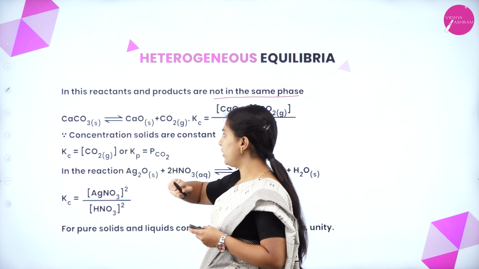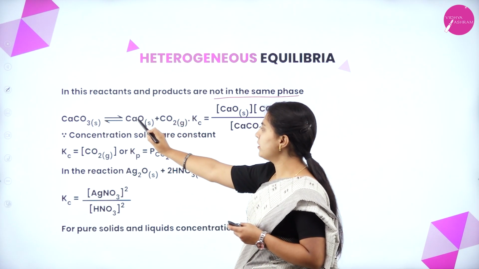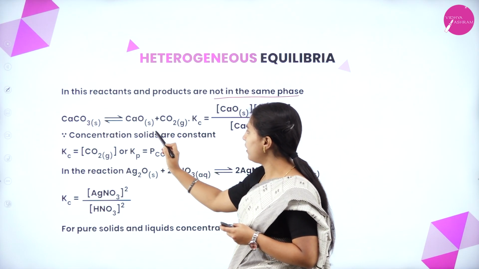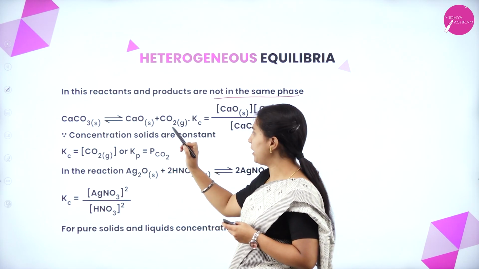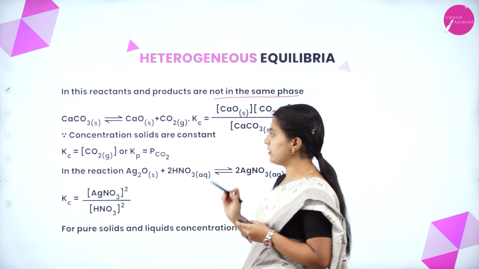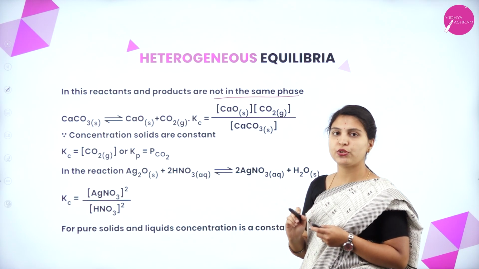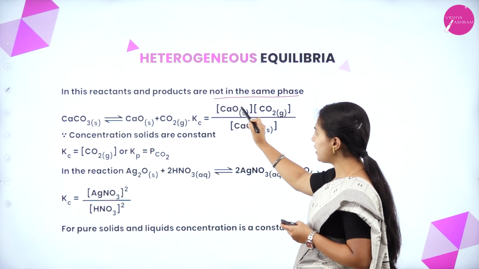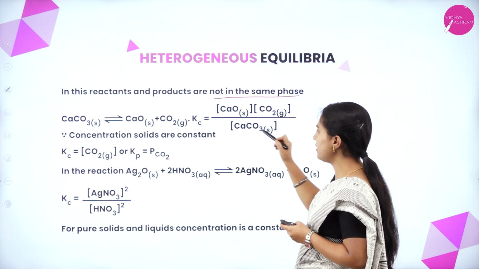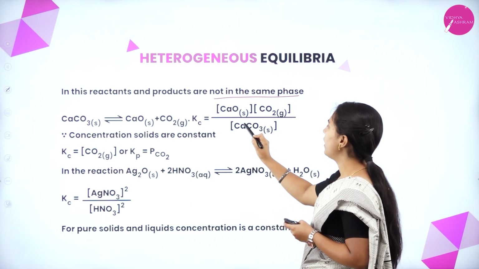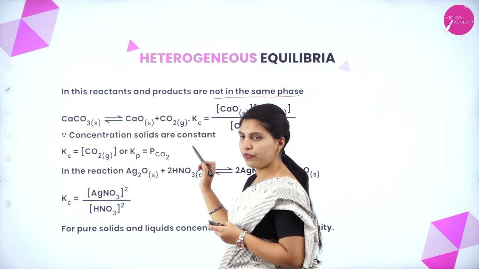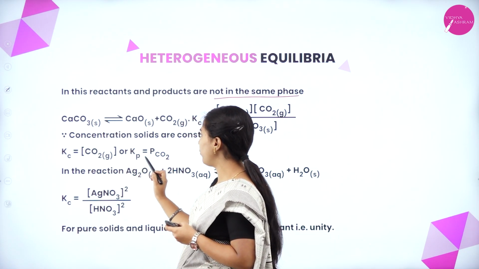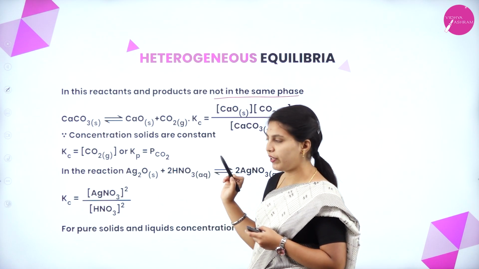Calcium carbonate will be in the solid phase. When it decomposes, calcium oxide and carbon dioxide will form. See here, calcium oxide is also in solid phase, but carbon dioxide will be in gaseous phase. This reaction, or this system, shows heterogeneous equilibrium. Here Kc equals calcium oxide into carbon dioxide, the products, divided by the reactant, calcium carbonate. Concentration of solids is constant. So Kc equals carbon dioxide in gaseous phase, or Kp equals PCO2. This is in terms of pressure.